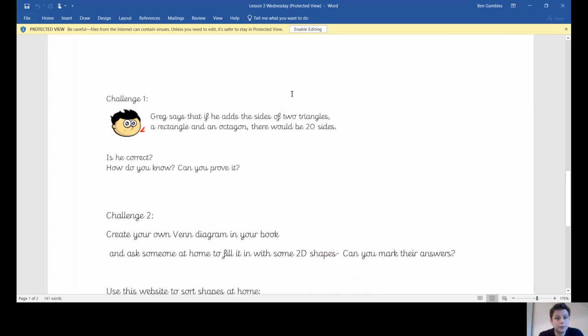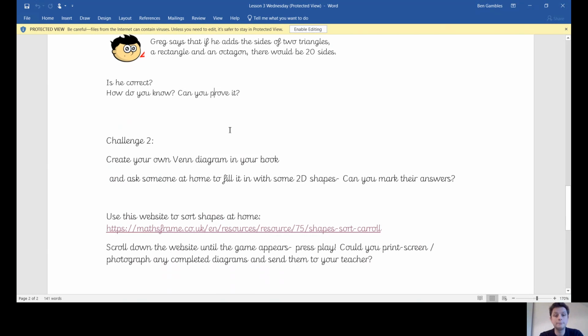Now your first challenge says, Greg says if he adds the sides of 2 triangles, a rectangle and an octagon, there would be 20 sides. Is he correct? How do you know? Can you prove it? Now the best way to prove this is by drawing it. So draw 2 triangles, a rectangle and an octagon, and then count the sides. See if Greg is right or wrong.